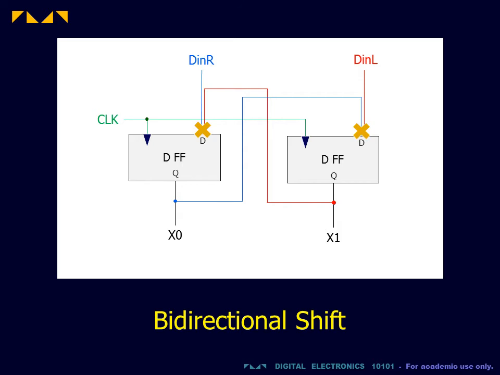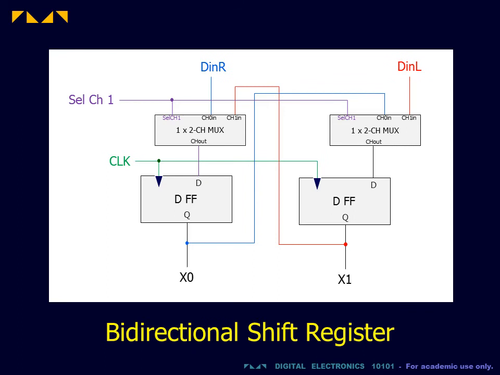Note, however, that each D input cannot be driven by 2 separate signals simultaneously. Instead, the 2 incoming signals can be channeled by a multiplexer. In our design, resetting the select channel 1 control line to 0 results in a right shift, whereas setting that line to 1 results in a left shift. For this reason, we will call this select input shift left, shift right bar.